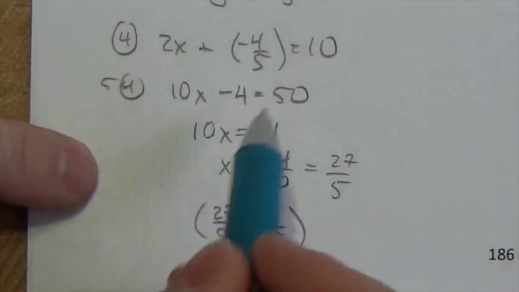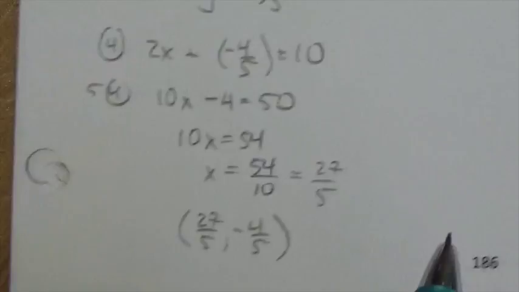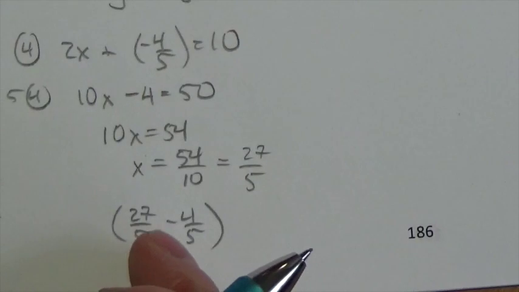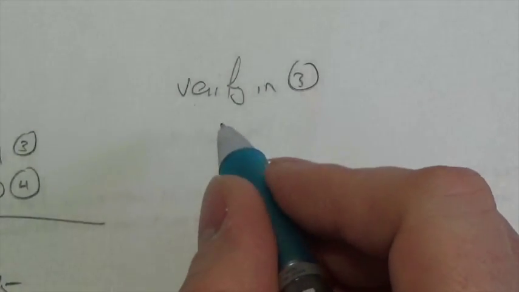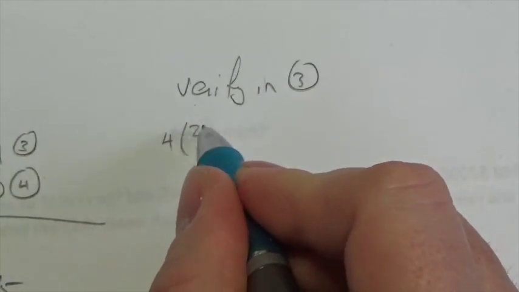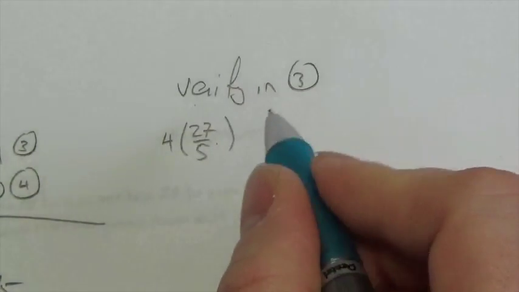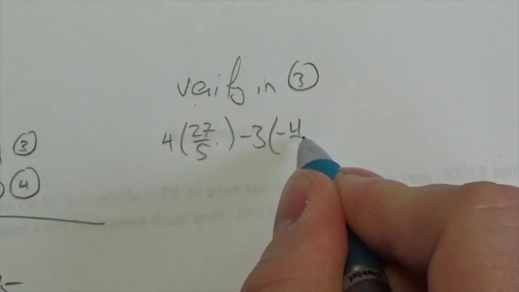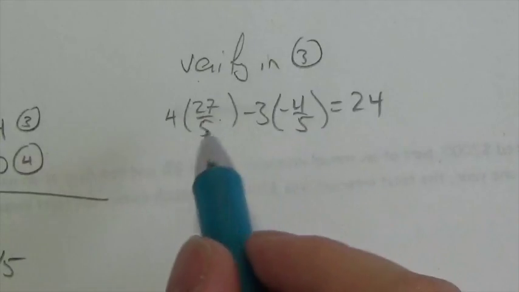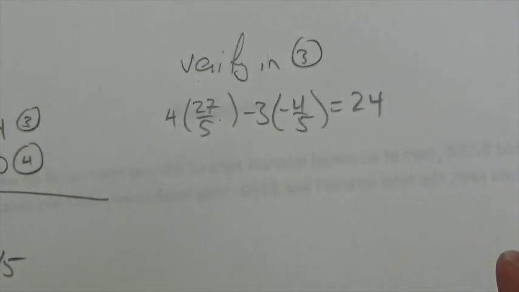So I used equation 4 to get that coordinate, so I'm going to verify it in 3. Sorry, I got to make sure you can see that. I'm going to verify in 3. So again, my point was 27 fifths comma negative 4 fifths. So equation 3 was 4 times 27 fifths minus 3 times negative 4 fifths equals 24. Is that true? Okay, well, 4 times 27 fifths.